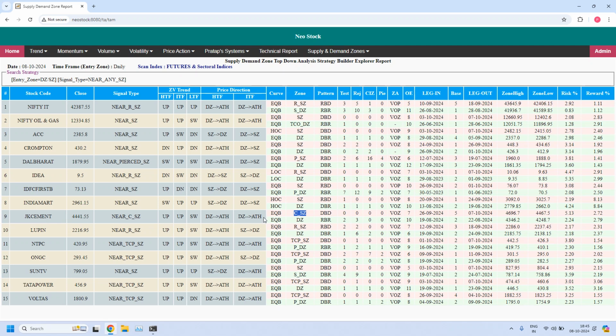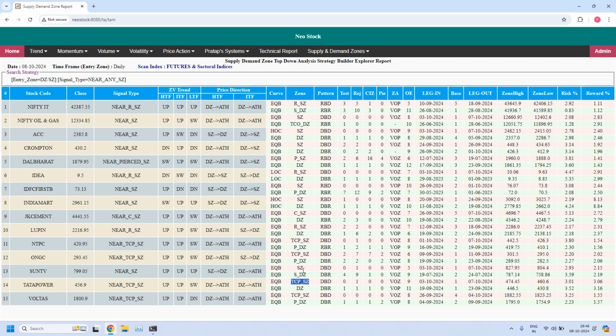We have now JK Cement is also having high liquidity supply zone. Next, Lupin is having high liquidity supply zone. Next, NTPC is having high liquidity supply zone. ONGC is pierced, you can't consider. Next, Tata Power is having high liquidity supply zone. And Voltas is also having high liquidity supply zone. We have good number of high liquidity supply zones.